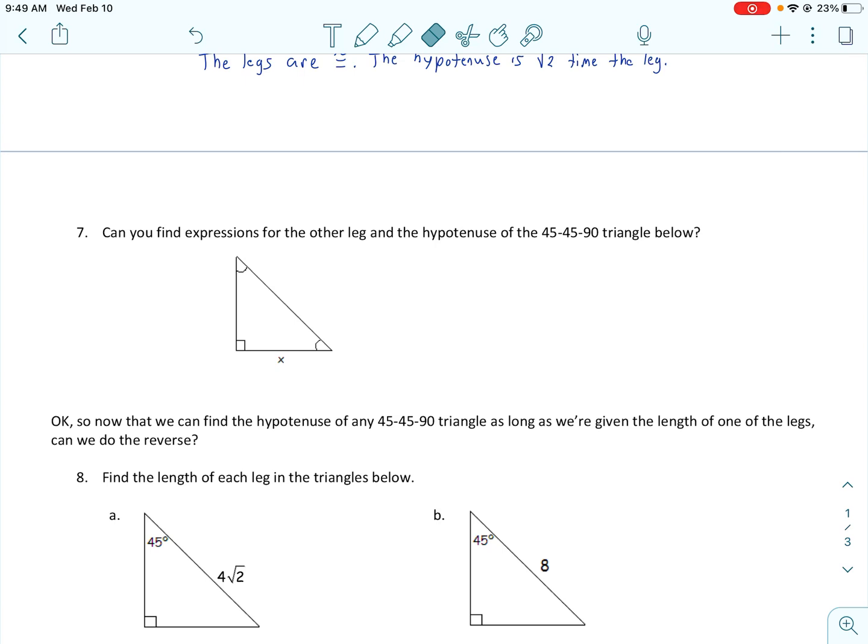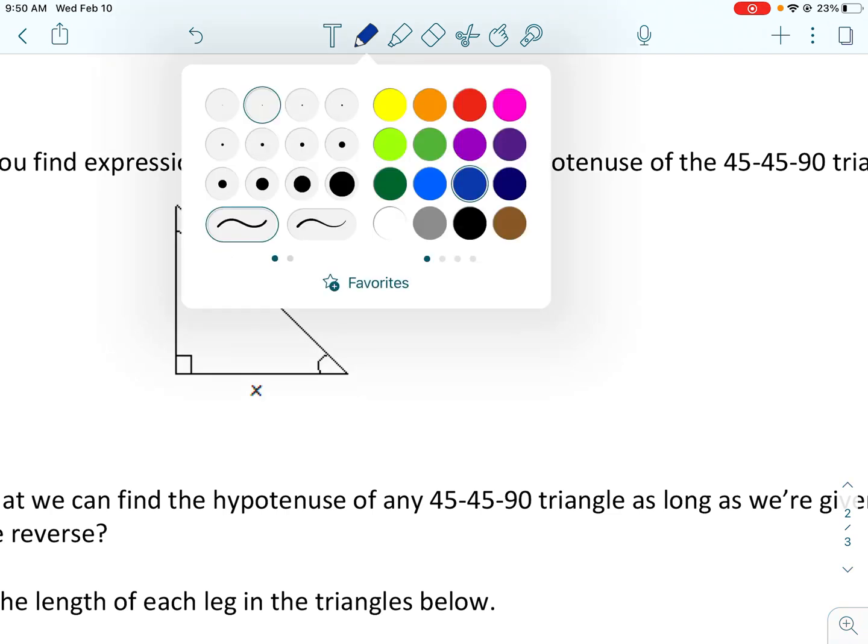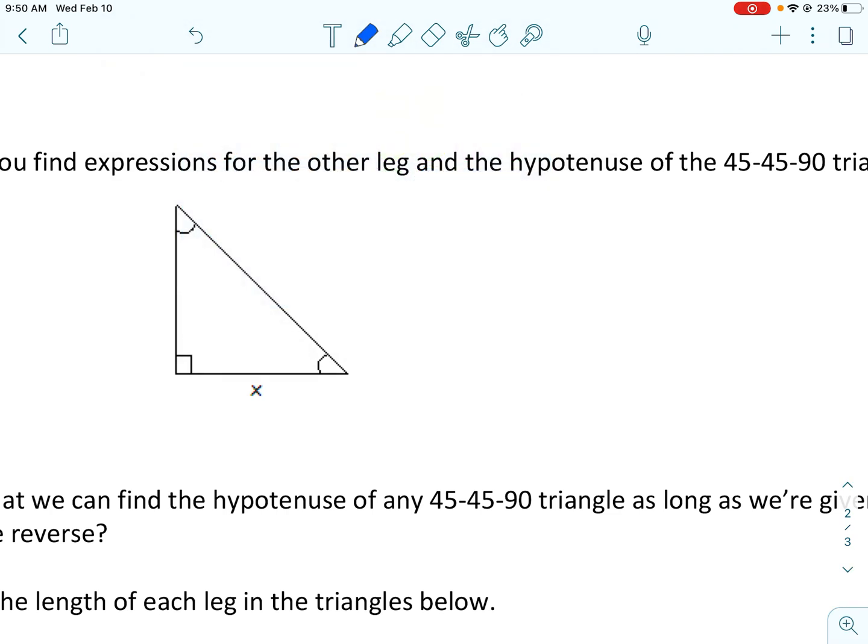All right, number 7, can you find expressions for the other leg and the hypotenuse in this triangle? So now we have this written in a more abstract way, no numbers, that's all that means. So if this were an x, remember the hypotenuse is always radical 2 times whatever the leg is. So you just say it's x times radical 2. That's all you got to do.